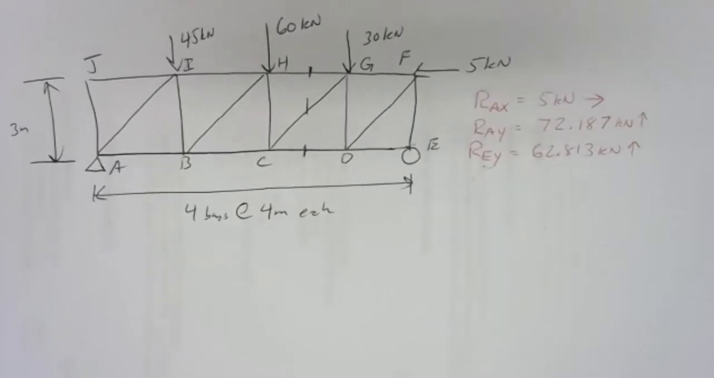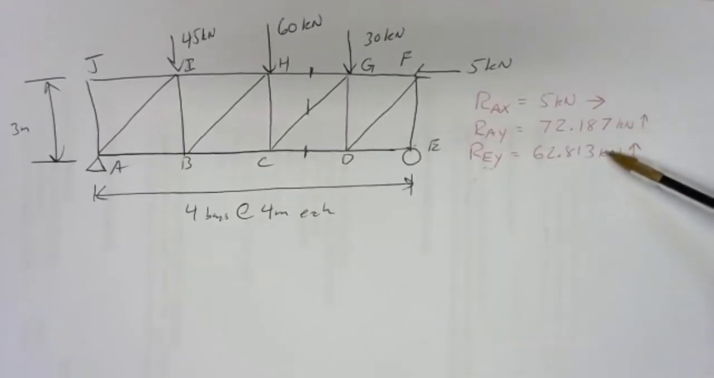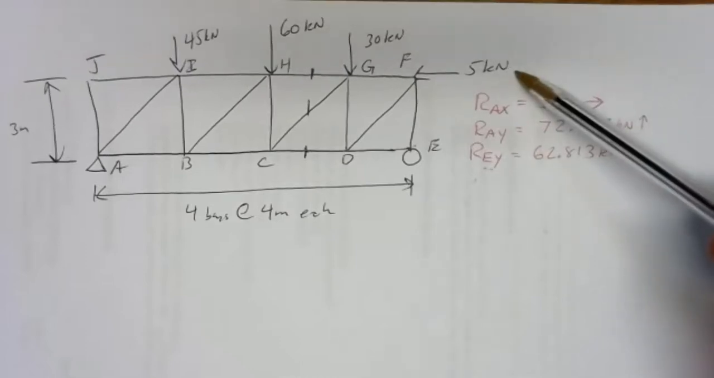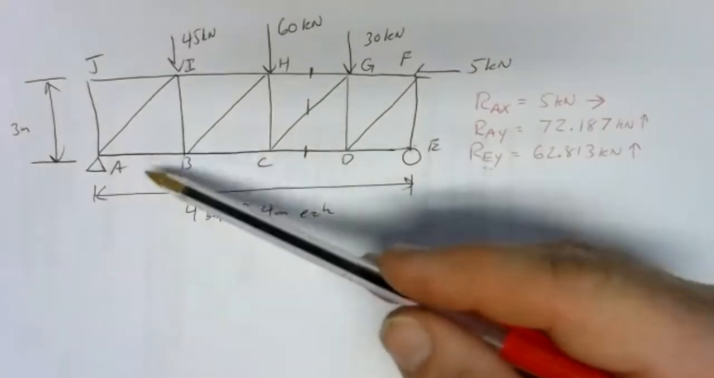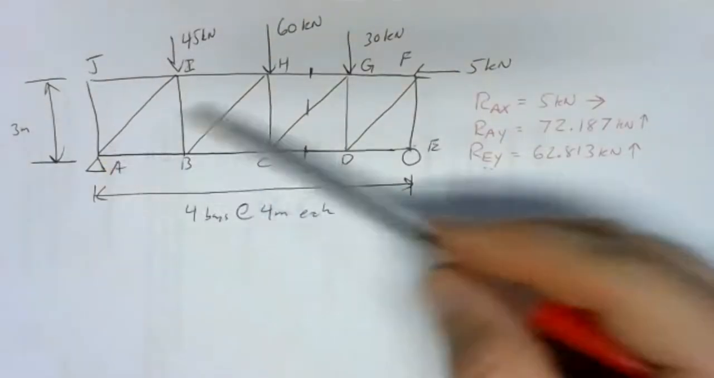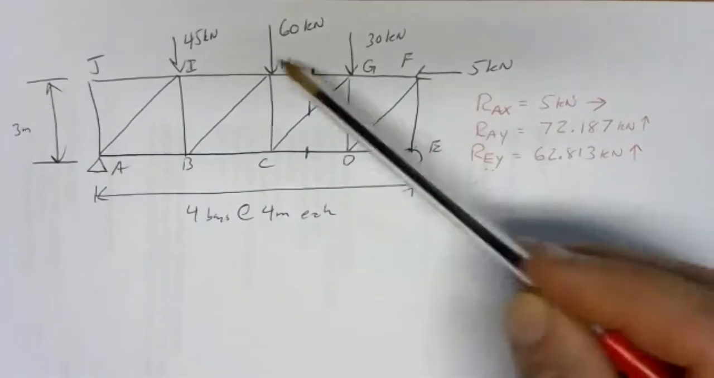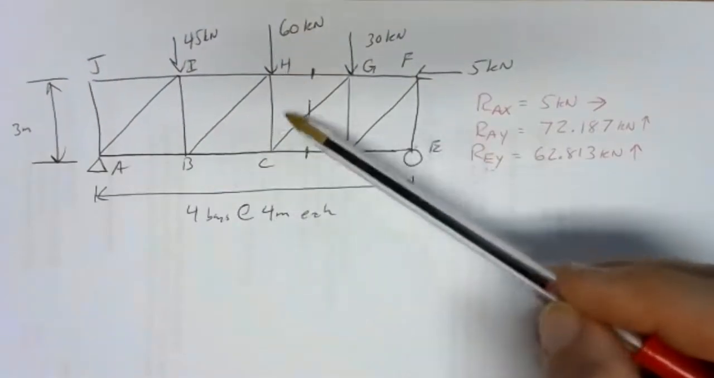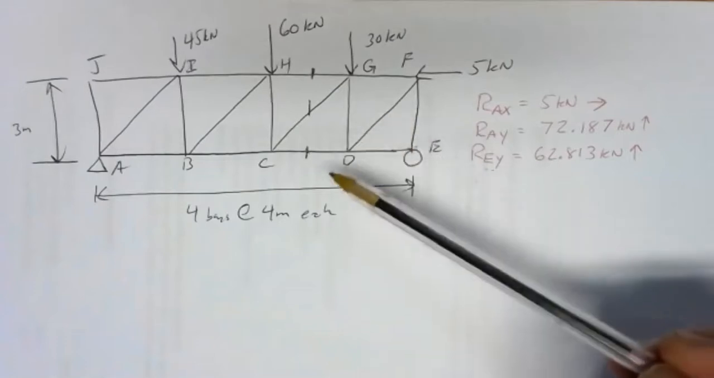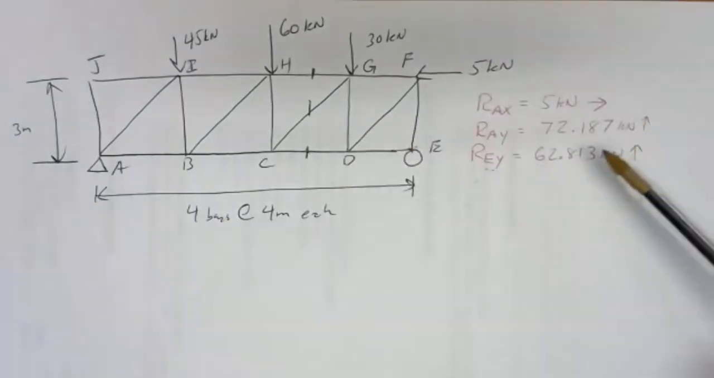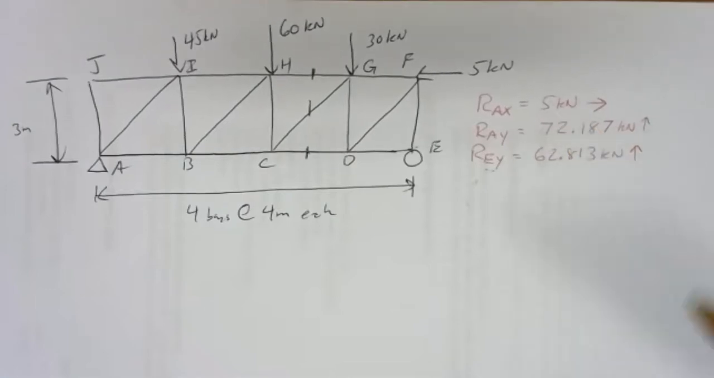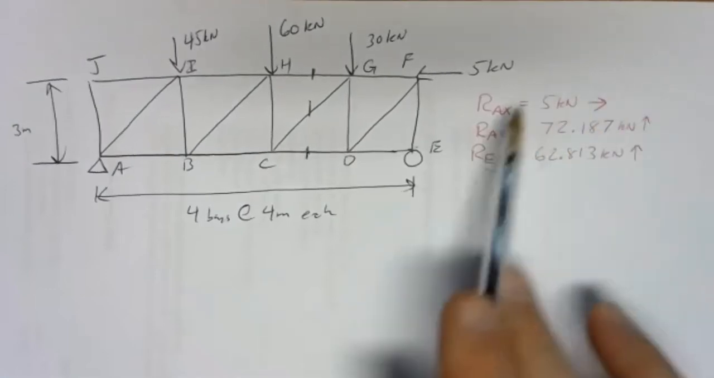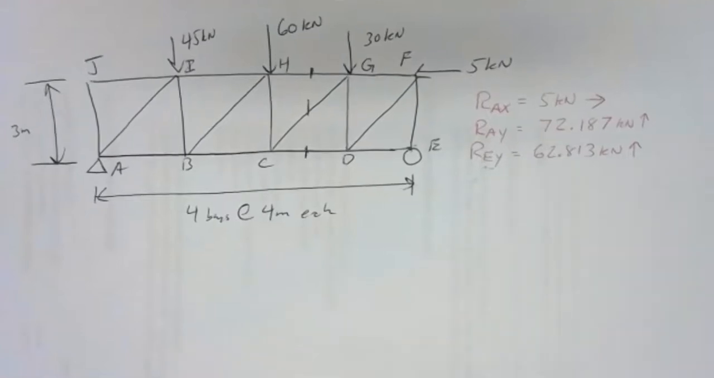Common errors here, if you're having difficulty getting these numbers: the biggest error is forgetting the 5 kilonewtons in your moment equation. That 5 kilonewtons is 3 meters above A. So if you picked A as your pivot point, you can't forget that 5 kilonewtons. You may have the 45 at 4, the 60 at 8, the 30 at 12. But if you forgot that, these are going to be a little bit off. So be careful, and don't forget about the X direction reaction. And if you're still having difficulty getting these, take a picture of your work, send it to me, and I'll try and help you out.